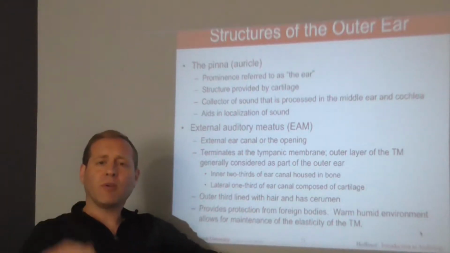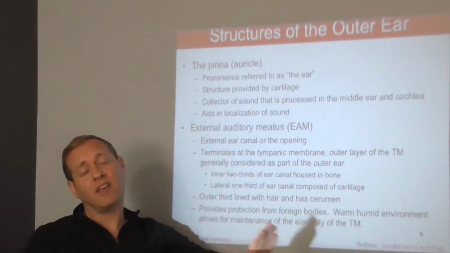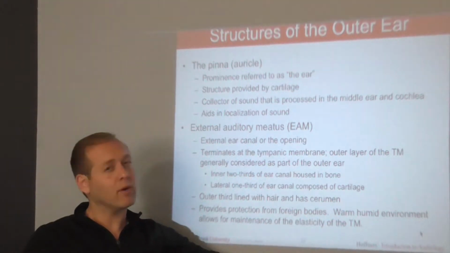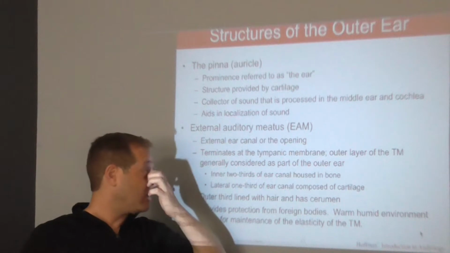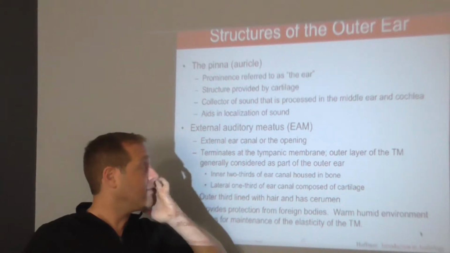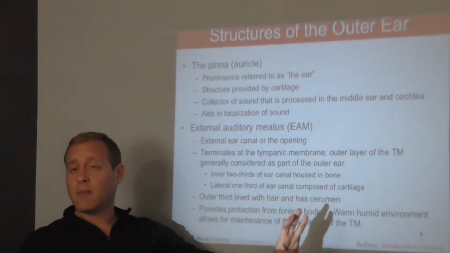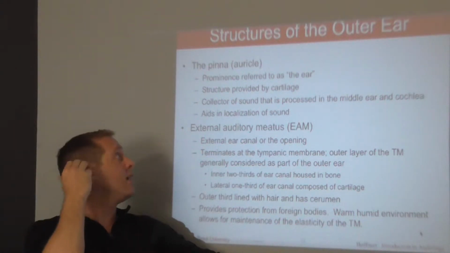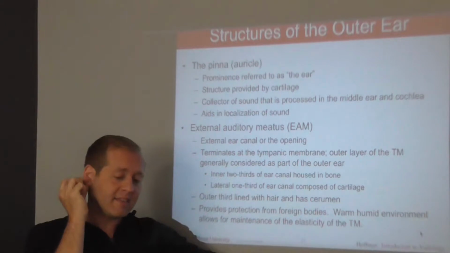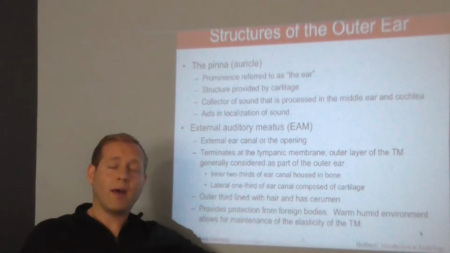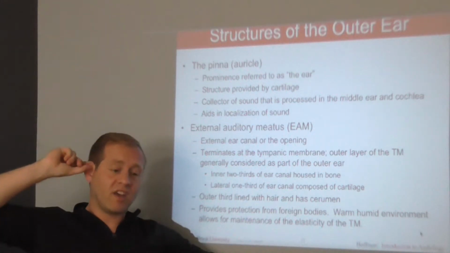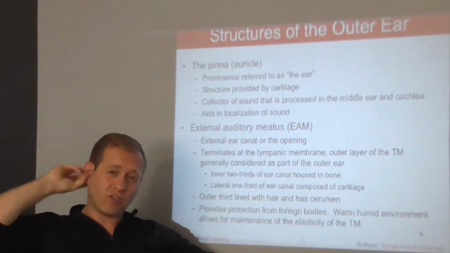Now we're going to go through those different parts of the ear from outer to inner, breaking things down a little bit more in terms of the structures and talking a little bit about the physiology. Alright, so let's start with the outer ear. Again, the pinna or the auricle is the prominence that we know as the ear. Okay? It's mainly composed of cartilage. That's what gives it its structure.